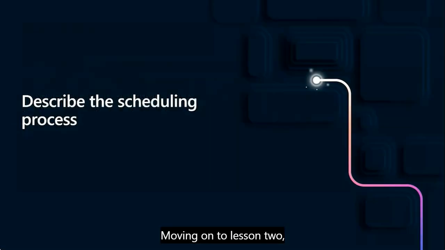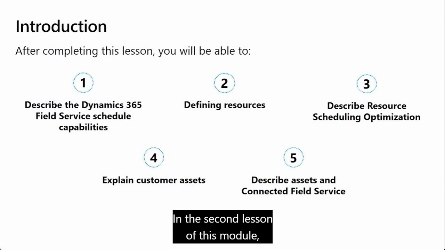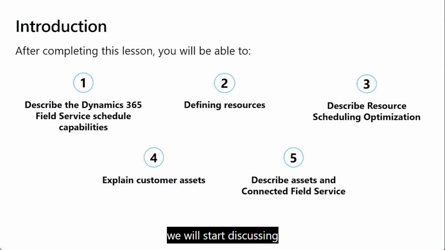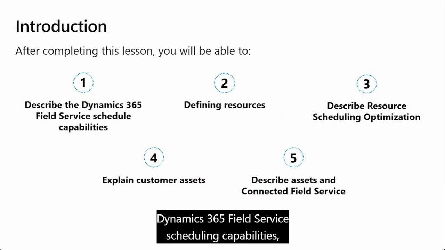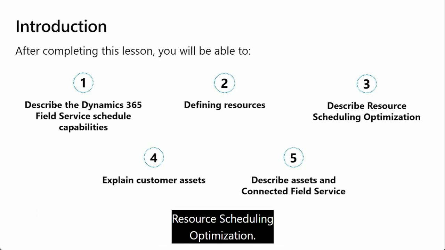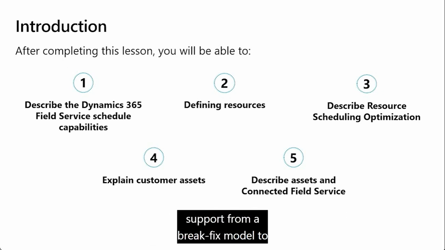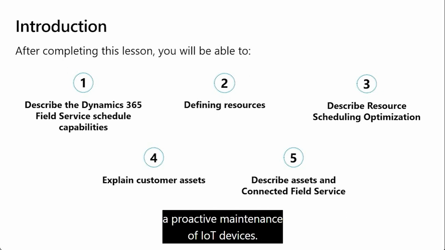Moving on to lesson 2, we'll be looking at describing the scheduling process. In the second lesson of this module, we will start discussing Dynamics 365 Field Service scheduling capabilities. And then we'll start to understand resource scheduling optimization. Next, we will discuss asset management and provide an understanding of customer assets. Finally, we'll wrap up this lesson by talking about connected field service and how we can extend support from a break-fix model to proactive maintenance of IoT devices.